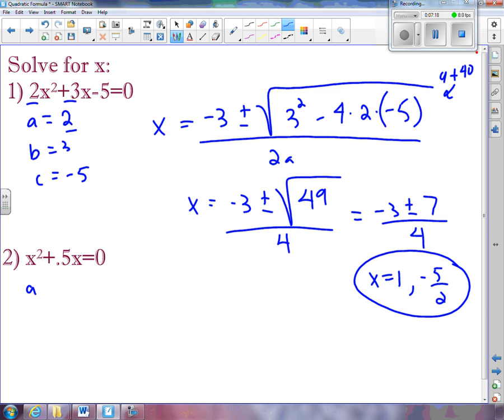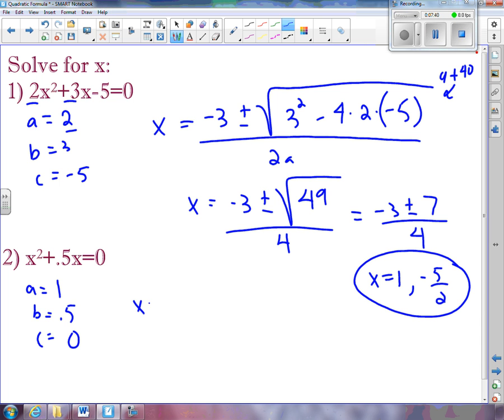So here, the first thing that you want to do is identify your a, b, and c. So my a here is the number, it's always the number in front of the x squared. Here there's no number in front of the x squared, so we just assume it's a 1. Here my b is 0.5, and my c, there's no constant added on, so c is just 0. So now it's just an easy one.